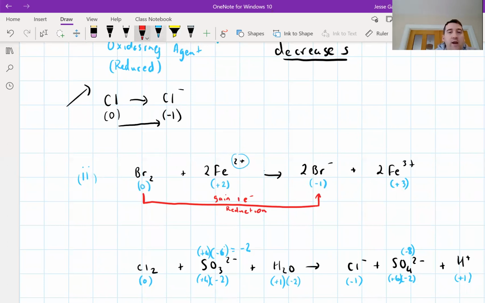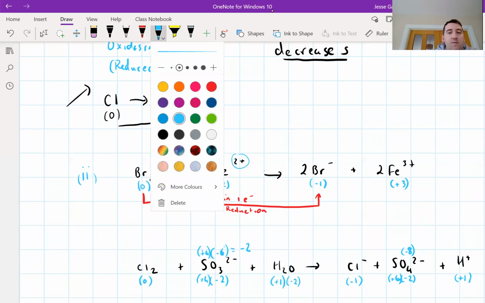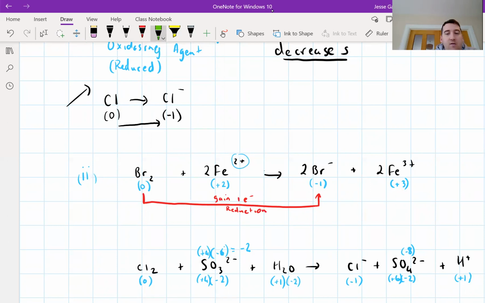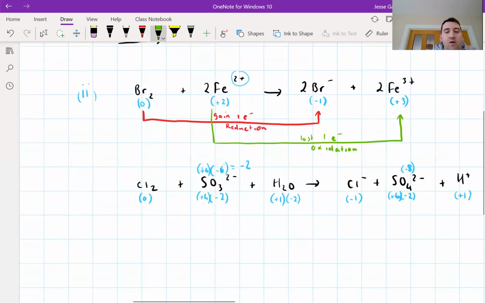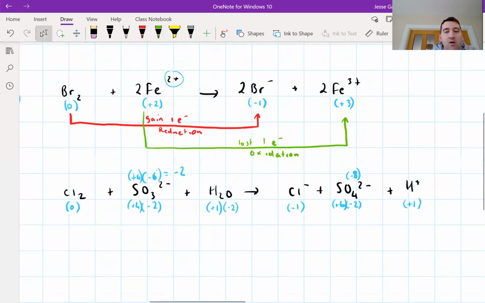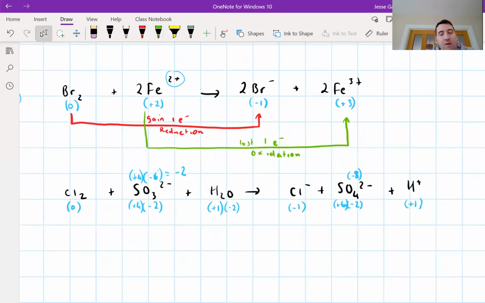Using a green arrow now, the Fe went from +2 to +3. That means it lost 1 electron, and that is oxidation. All right, you do the same for the second one. If you weren't able to do the first one after seeing me do that, you should be able to do the second one.